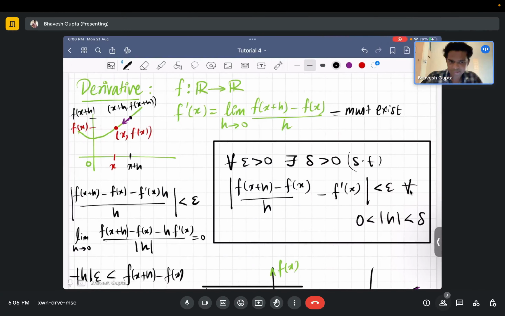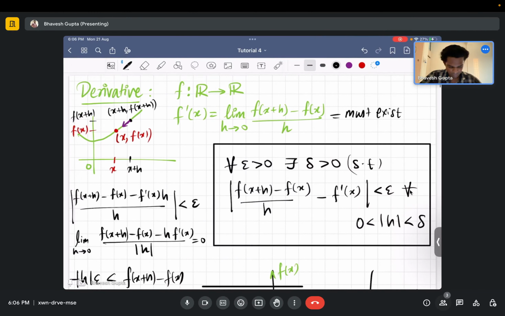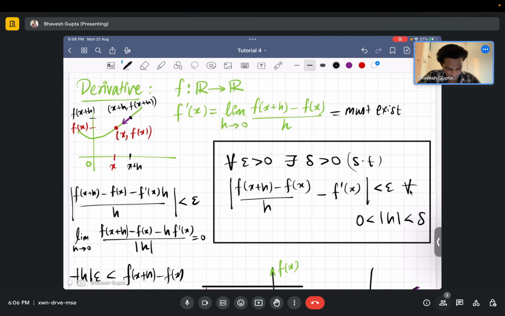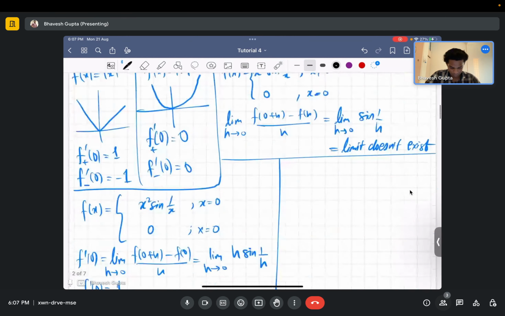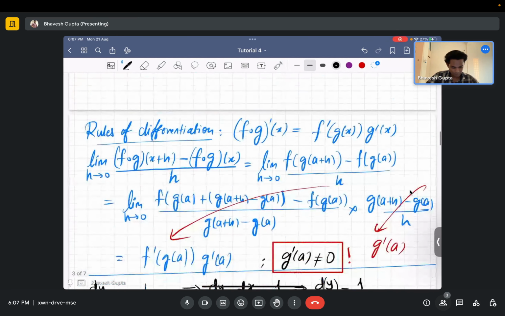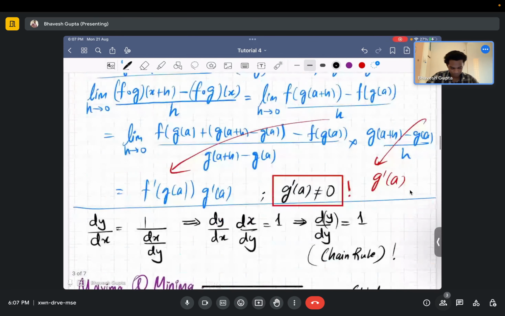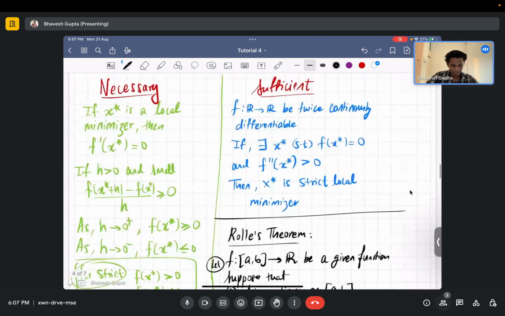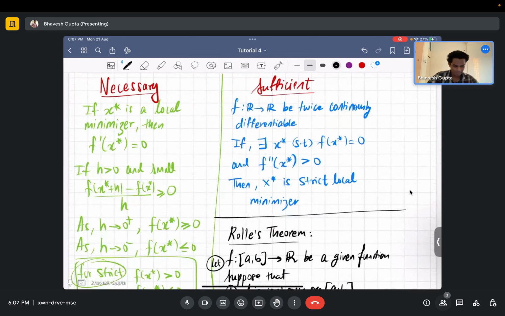Okay, let's begin our session today. So today we'll talk about derivatives. Then we will talk about maximum, minimum, various approximations, then rules of differentiation. Then we will touch upon the various necessary and sufficient conditions for the existence of minima and maxima.